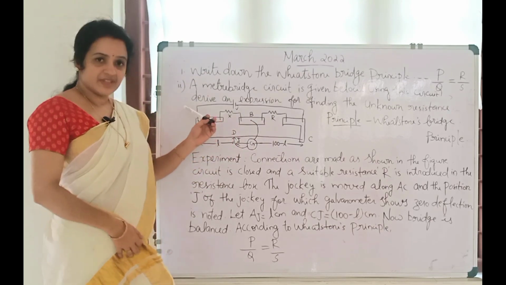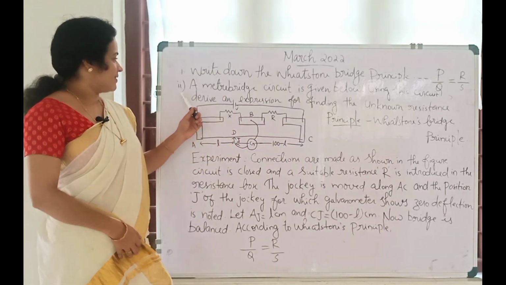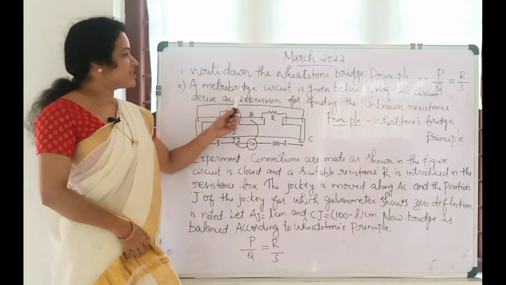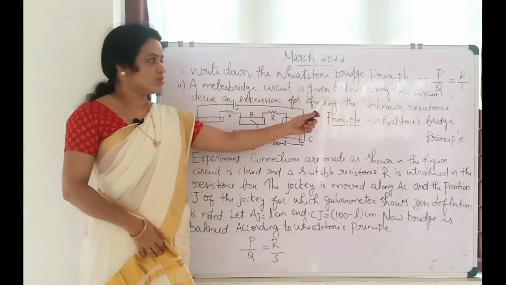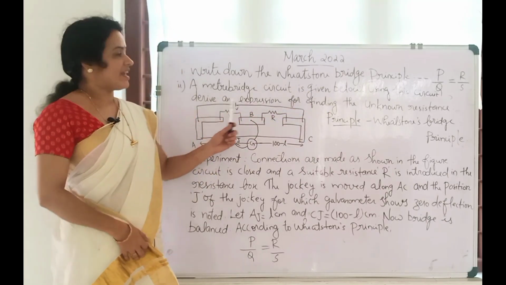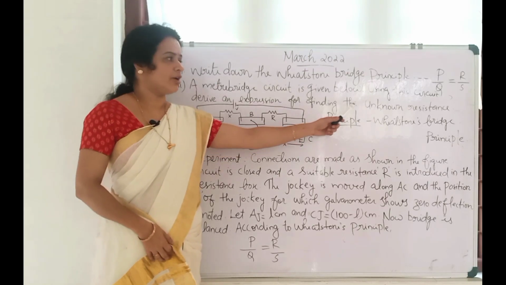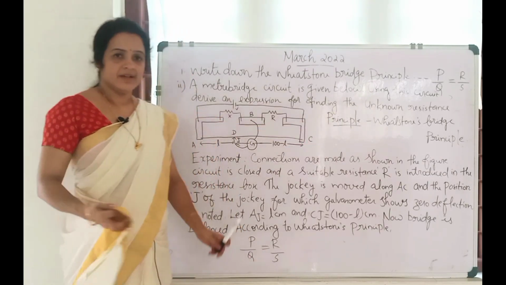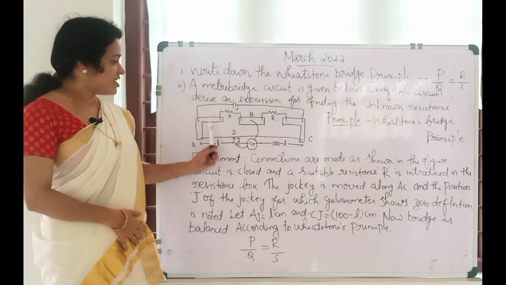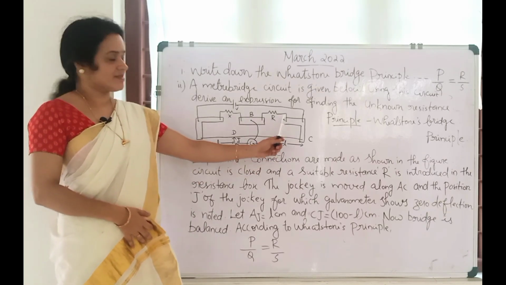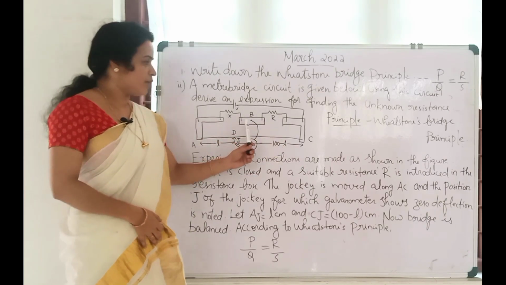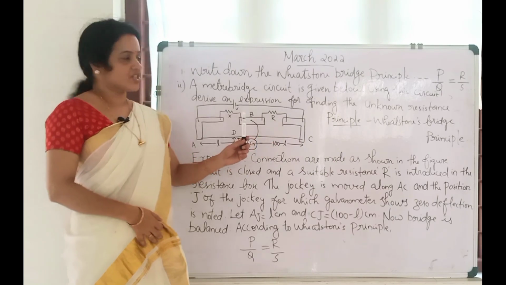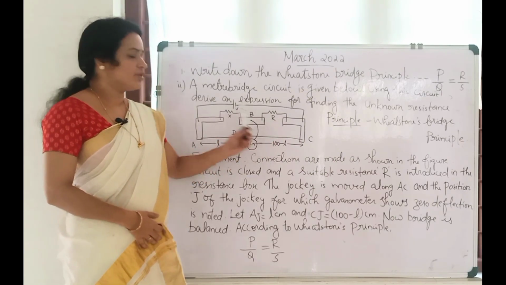So, can we move to the second question? The second question is: a meter bridge circuit is given below. Using this circuit, derive an expression for finding the unknown resistance. Here, in our question, the circuit is given based on the Wheatstone's bridge principle, and we have to derive the equation for finding the unknown resistor.